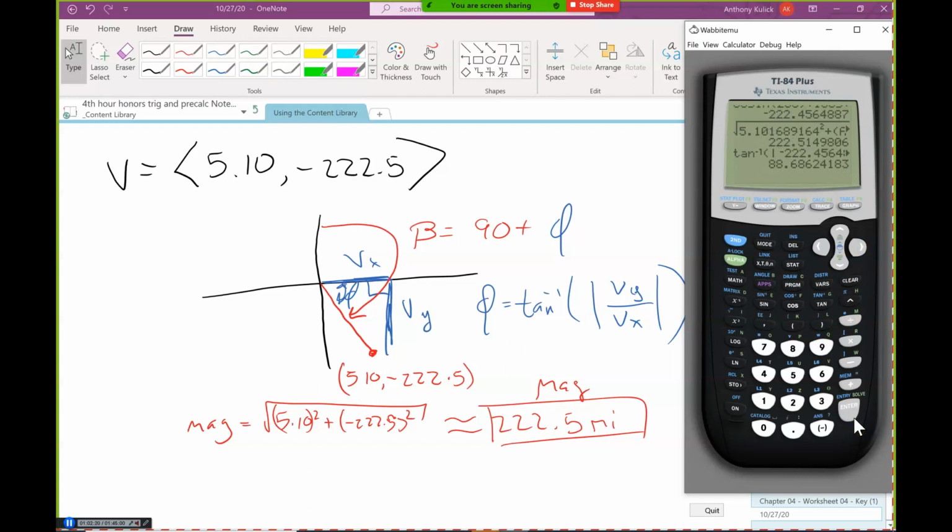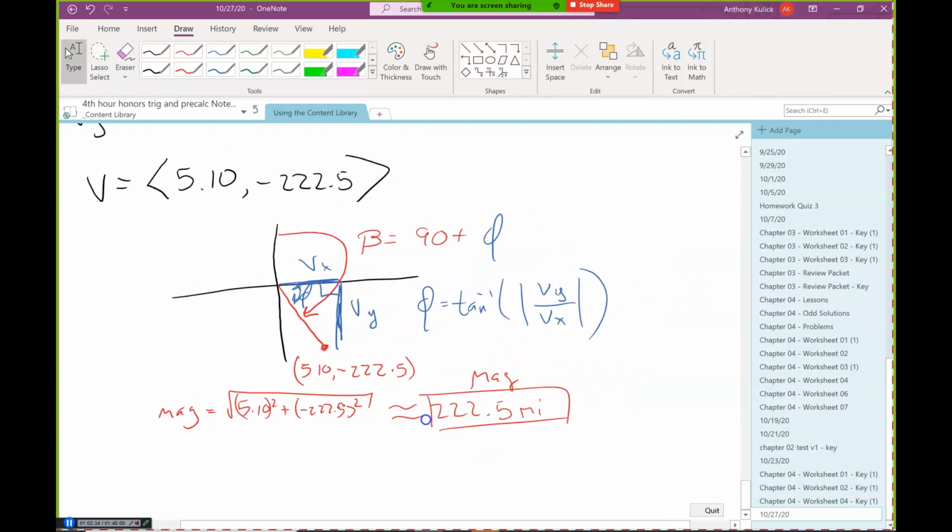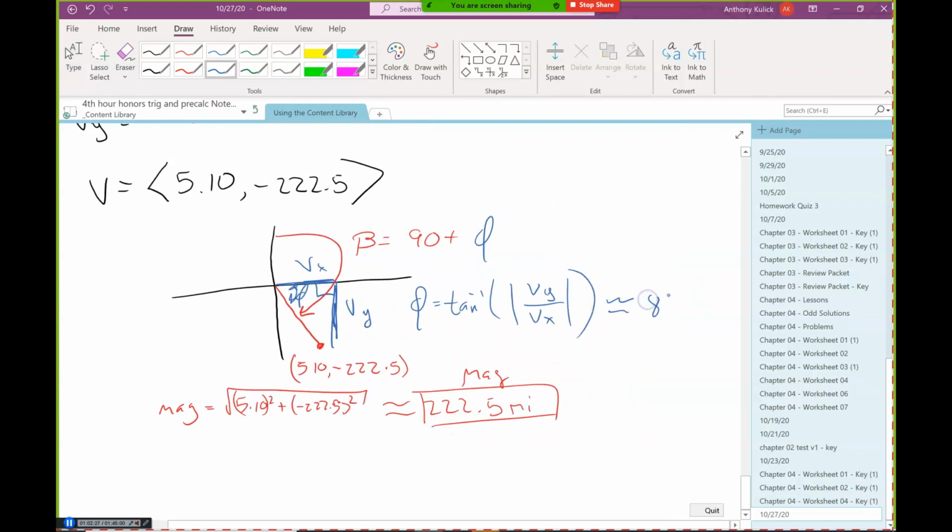Yes, that's what it asked, right? What is the distance? That's the magnitude. And the bearing of the boat relative to its starting position at the port.